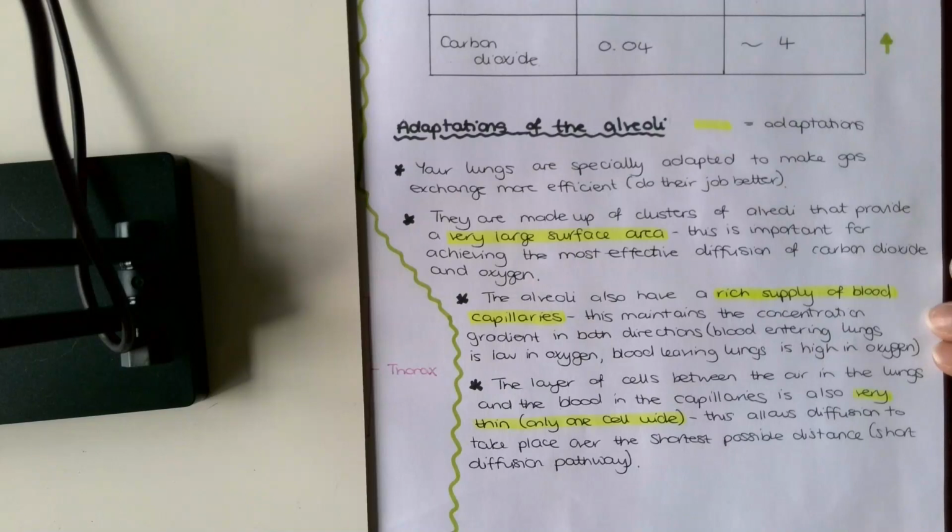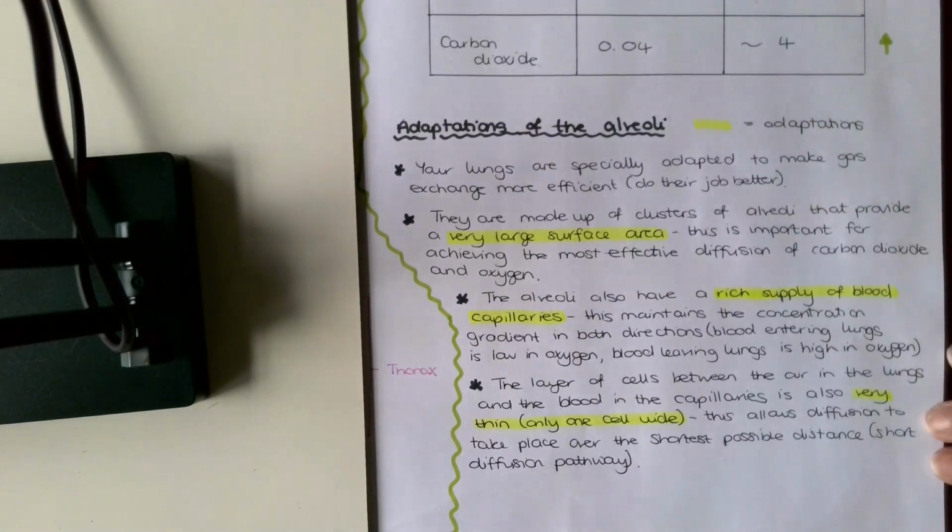The second adaptation, the alveoli also have a rich supply of blood capillaries. This maintains a concentration gradient in both directions. The blood entering the lungs doesn't have very much oxygen in it, but blood leaving the lungs has a lot of oxygen in it, so there's always that concentration gradient. And vice versa, blood coming into the lungs has lots of carbon dioxide in it, compared to blood leaving the lungs, which has less carbon dioxide in it.